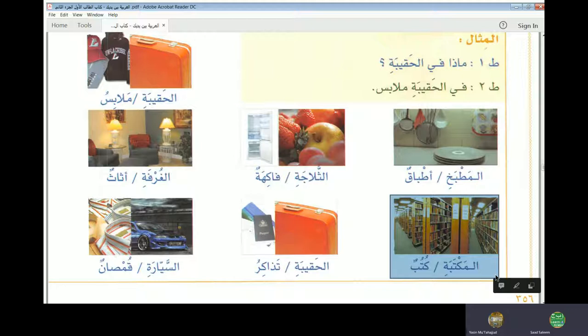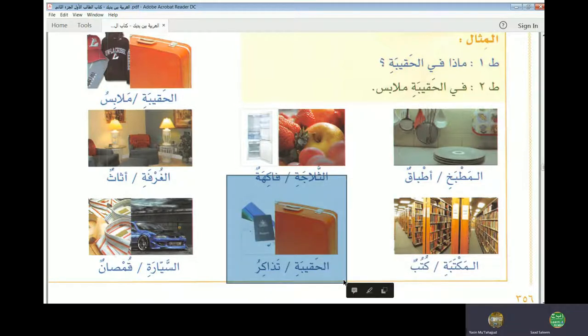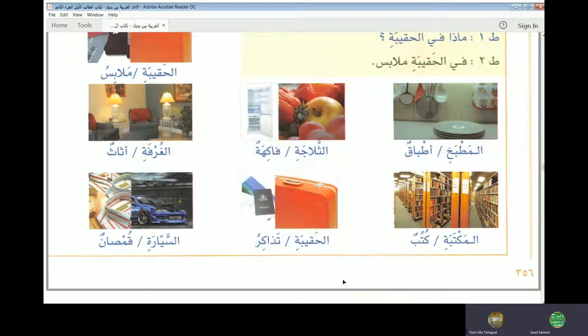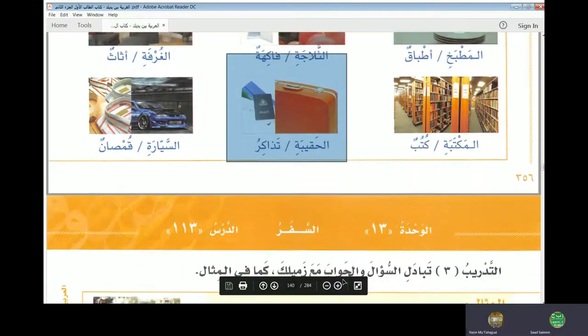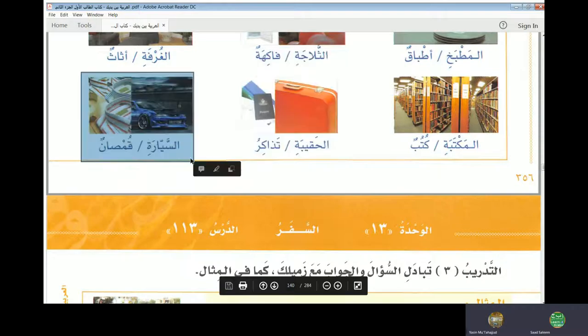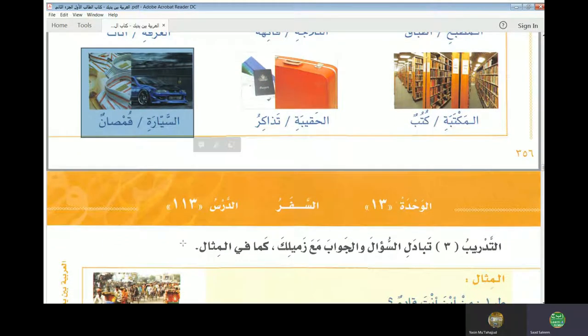Okay. Maza fil maktaba? Fil maktaba kutub. Maza fil haqiba? Fil haqiba tadhakir. Tickets. Yes, correct. Maza fis sayyara? Fis sayyara qumsan. Shirts? Yes. In the car there are shirts.